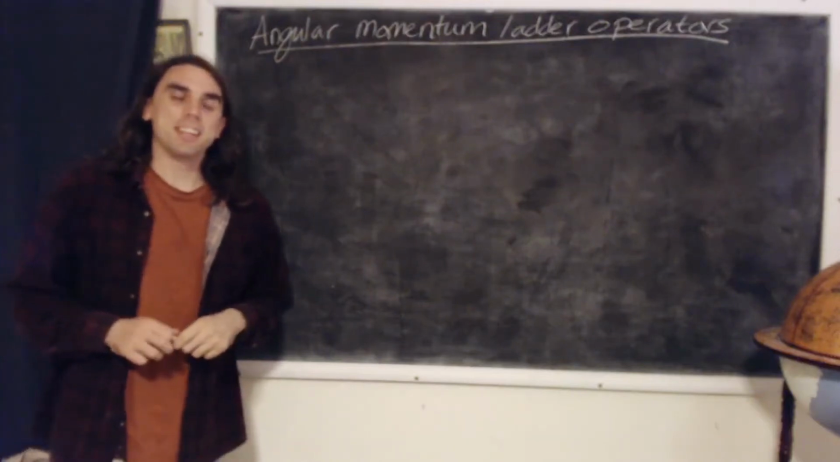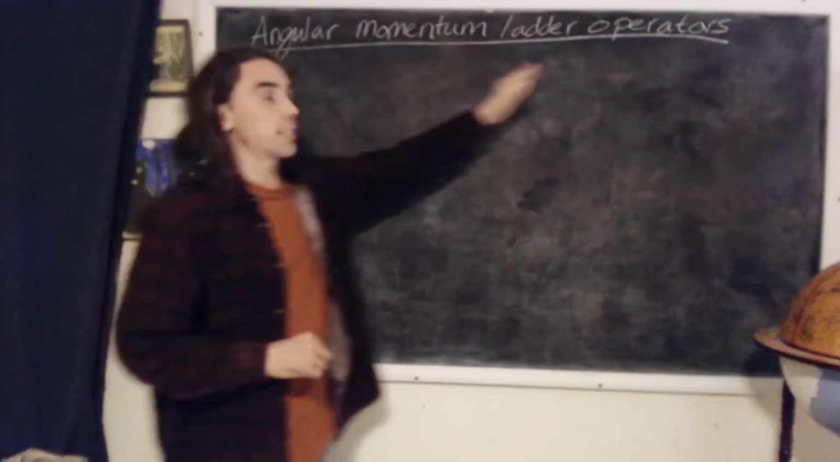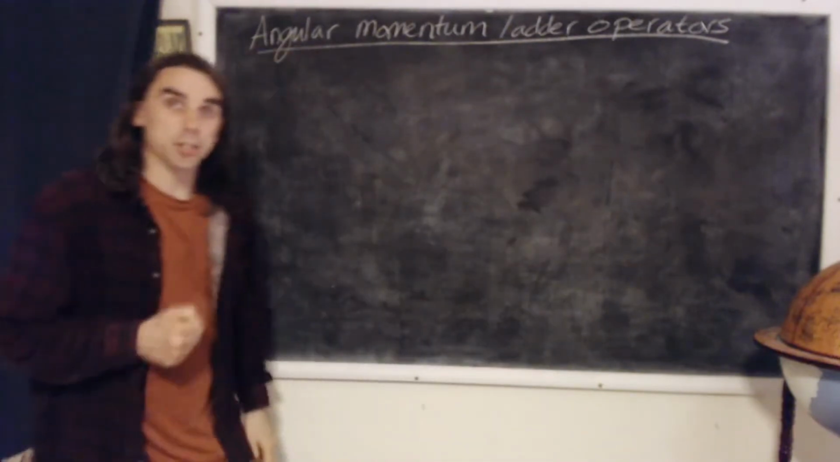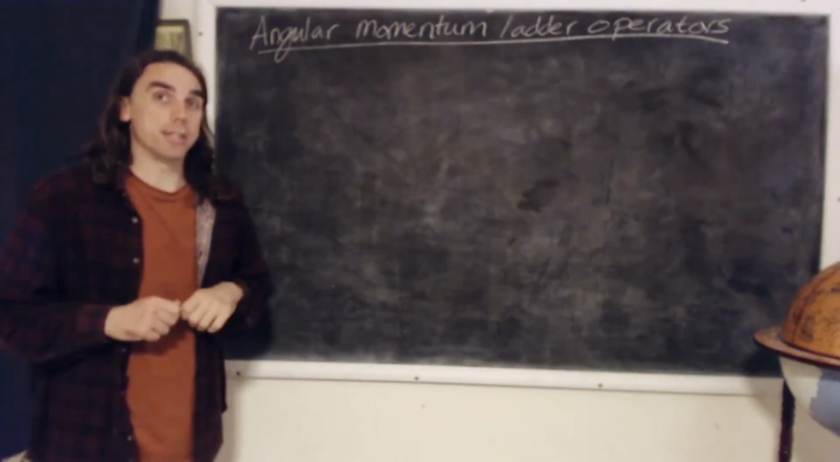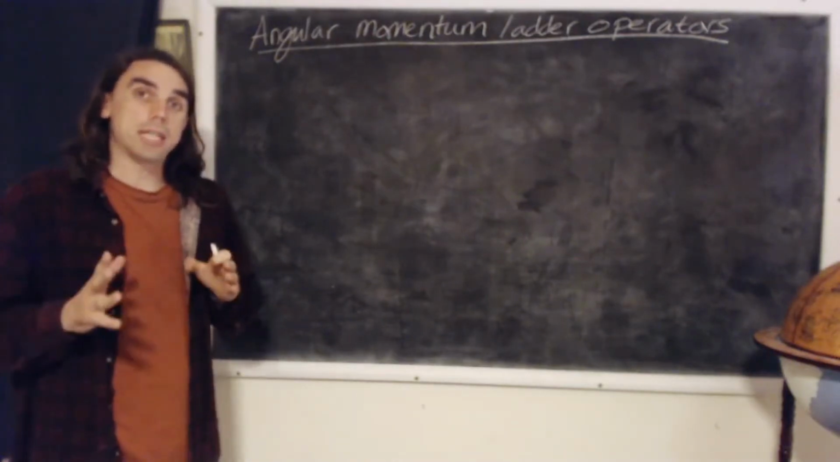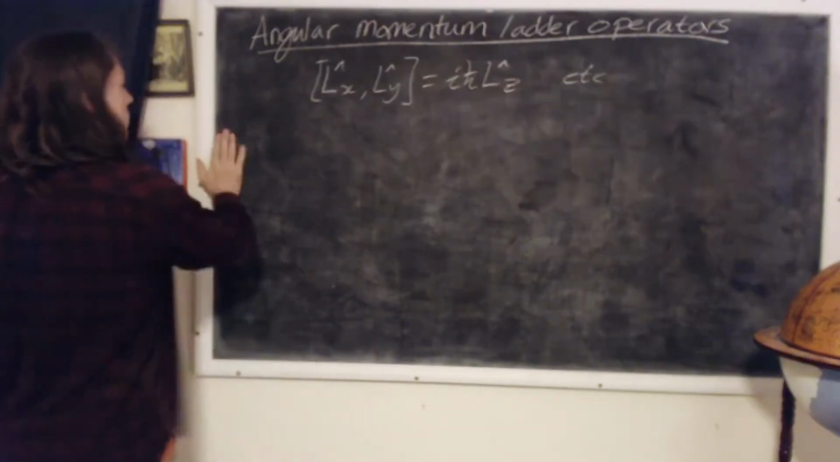Hello. In this video we're going to take a look at angular momentum again, but this time using ladder operators. Quite a neat trick for evaluating some of the properties that we derived at length in a previous video. So we've seen that the commutator of angular momentum operators is as follows.